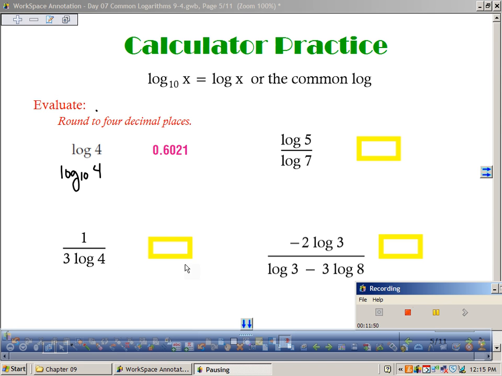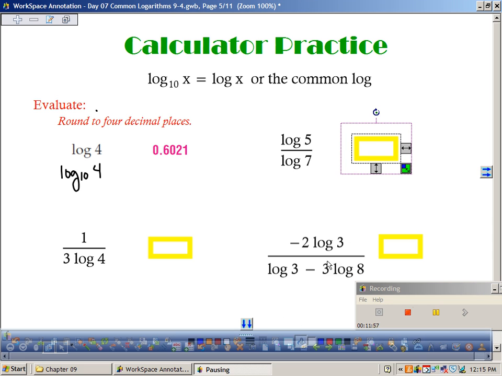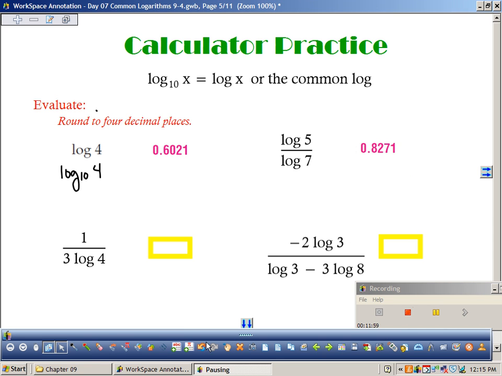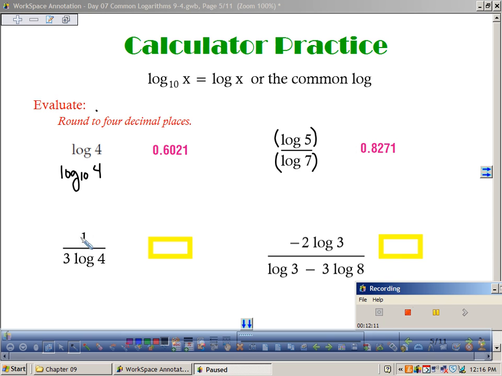Okay, which one do you want to try next? This one? I would do it in your calculator like this: parenthesis, log 5, close parenthesis, divided by parenthesis, log 7, close parenthesis. Try that in your calculator. Okay, now try this one.